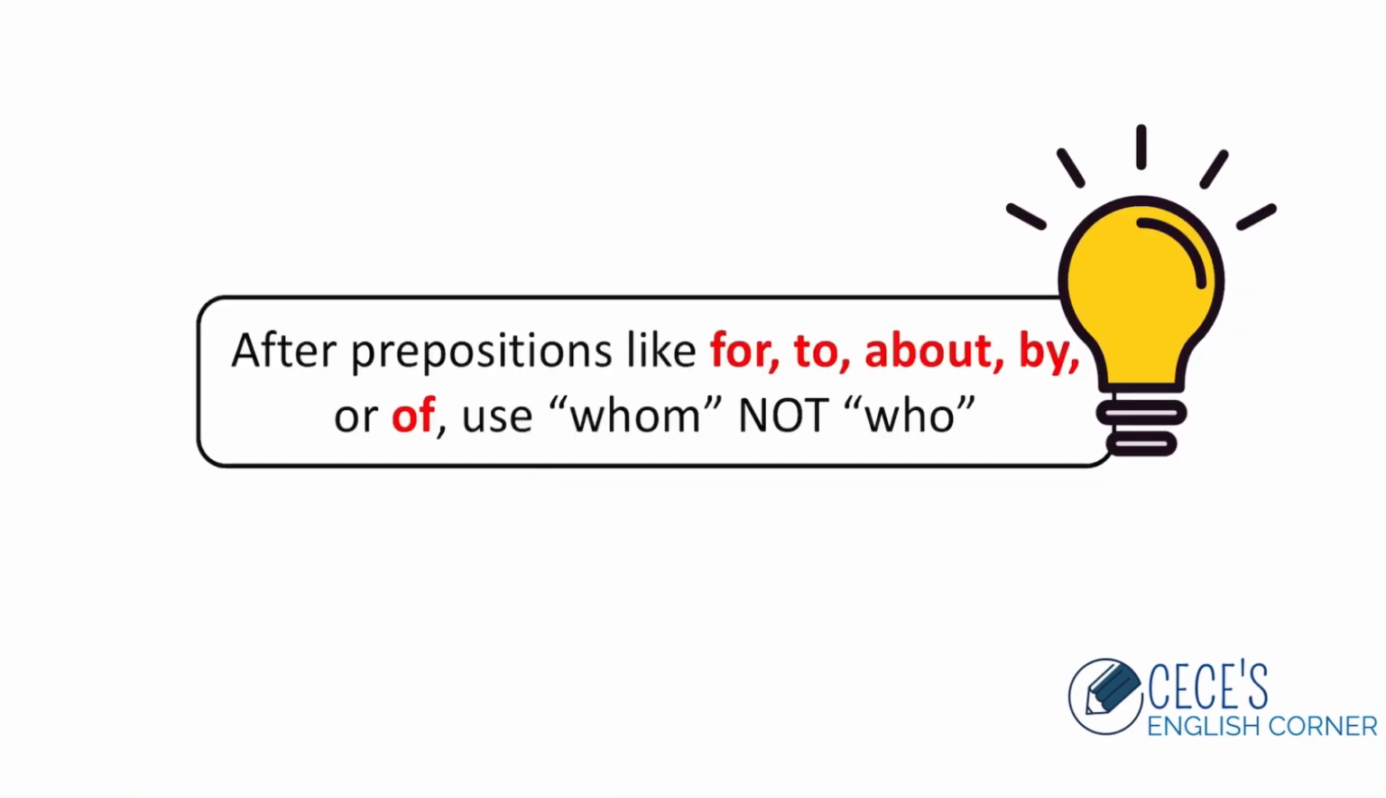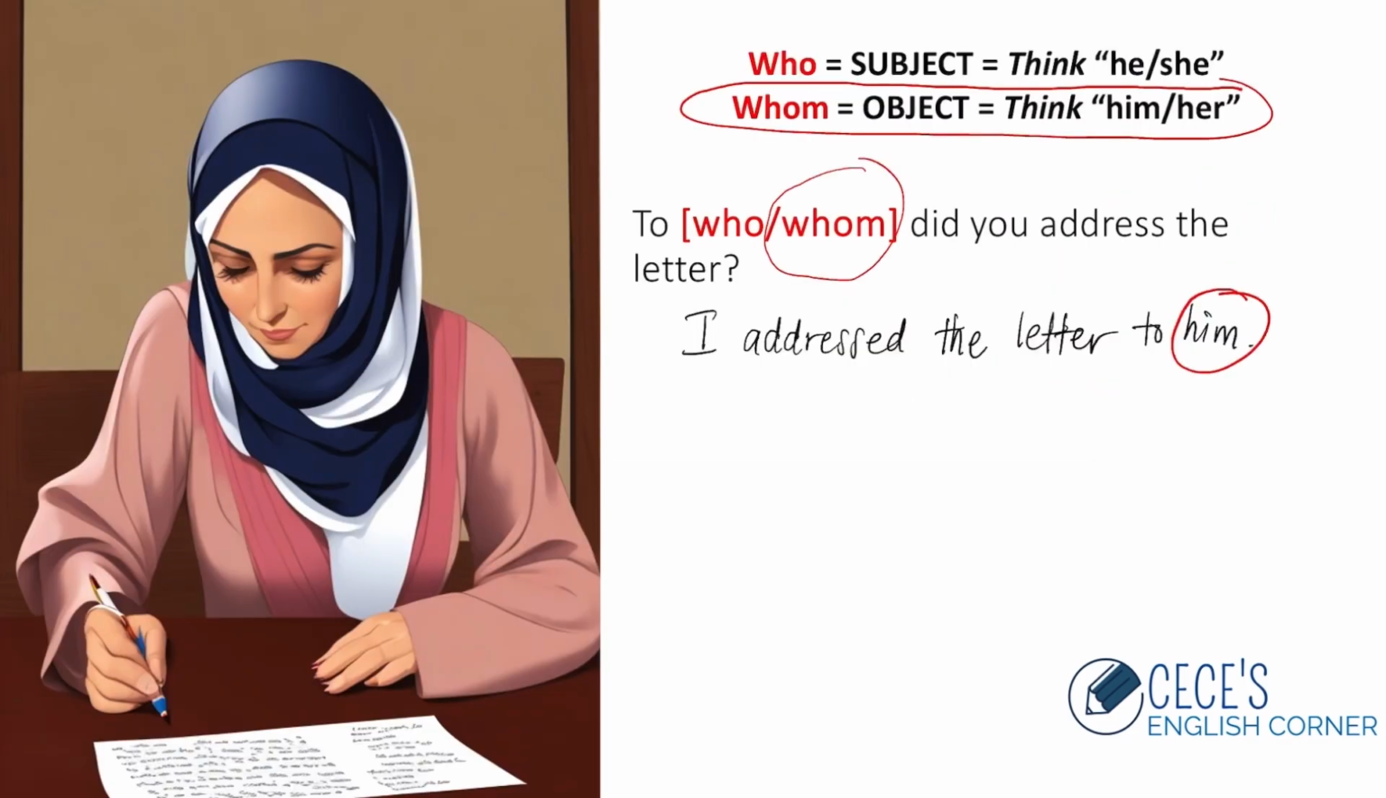Another tip is that normally, after prepositions like for, to, about, by, or of, we use whom. And that's because these prepositions tell us that someone is receiving the action. Someone is acting as the object. In that case, we should use whom. So if we go back to this earlier example, we see the preposition to, so we should indeed use whom in this example.